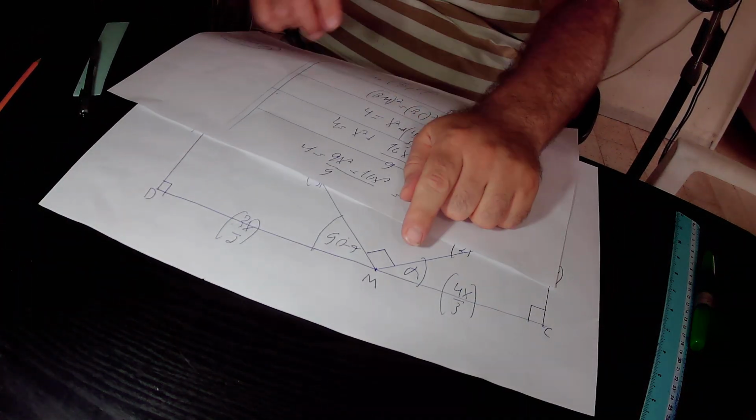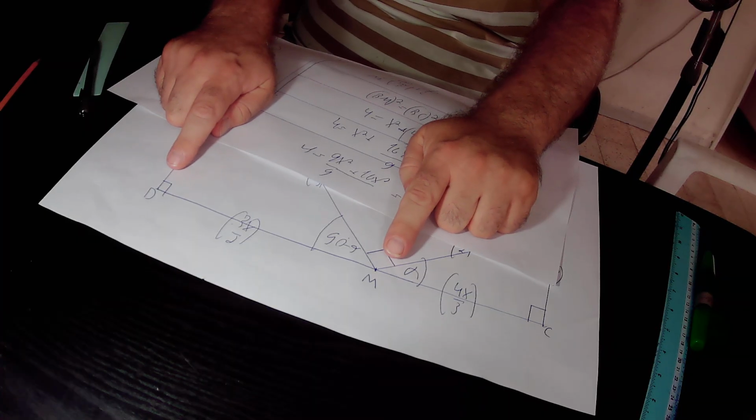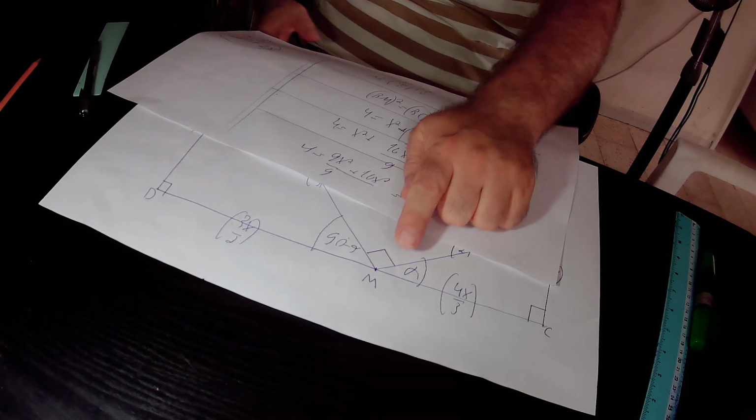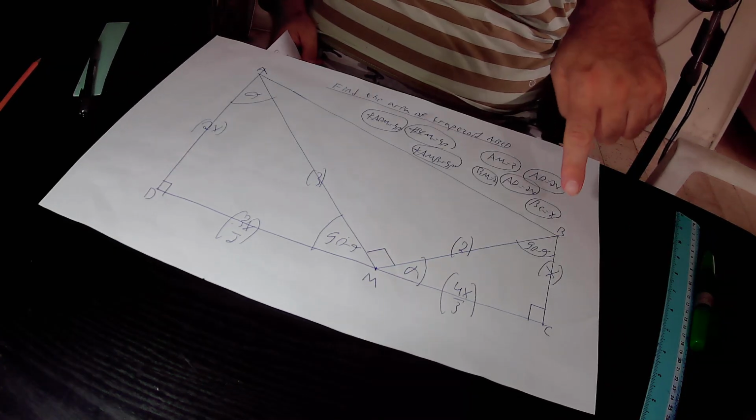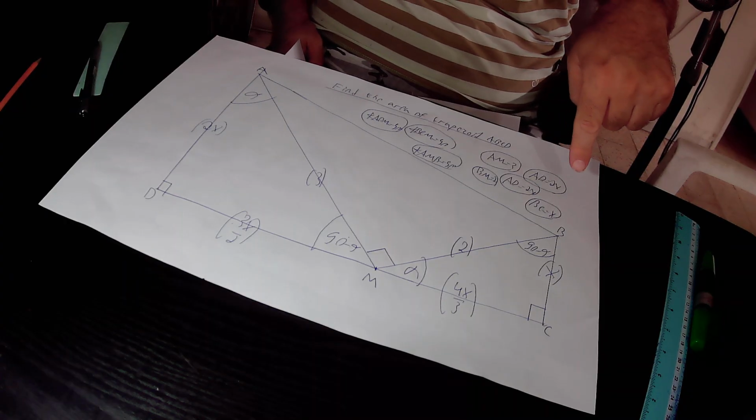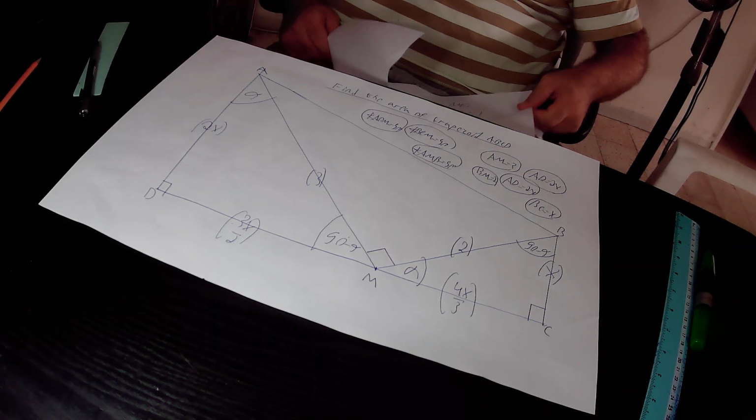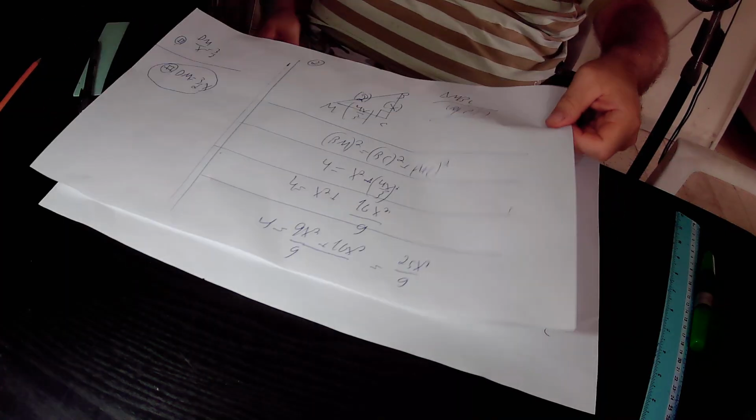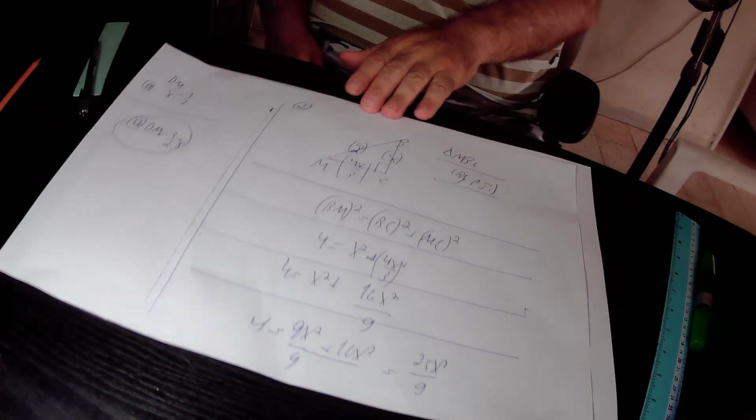So this is line DM, which equals 3x over 2, or 3/2 times x. In the next step, I copied this small right triangle BCM onto a new page and applied the Pythagorean theorem to it. This is the small right triangle BCM that I copied from the original drawing.